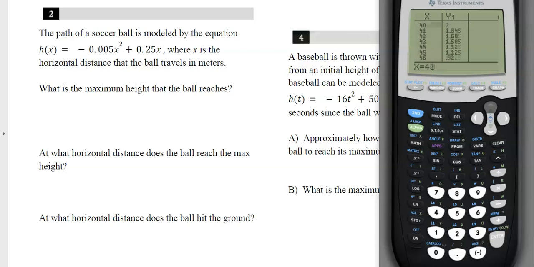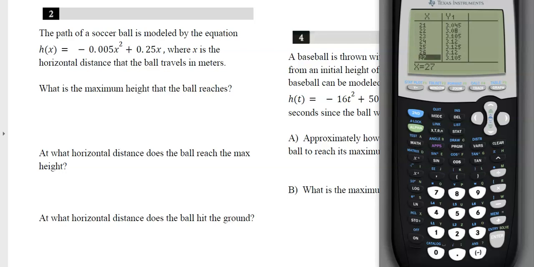So just looking at my table, where do the y values get the highest? It looks like we're getting bigger. Oh, we just came back down. So if you can notice the rate, it looks like about here. Somewhere around 25 horizontal meters, I'm at a height of 3.125. And then you kind of see how it's the same on both sides.